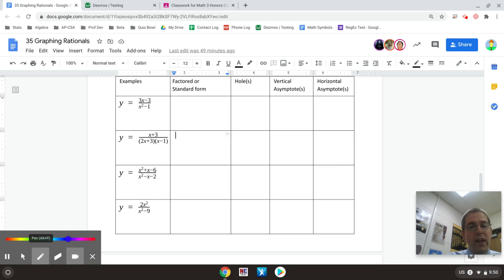Okay, now on this second example, this one has already been factored for us. So when it's factored, it makes it easier to find the holes and vertical asymptotes. It is actually a little bit harder to find the horizontal asymptotes.